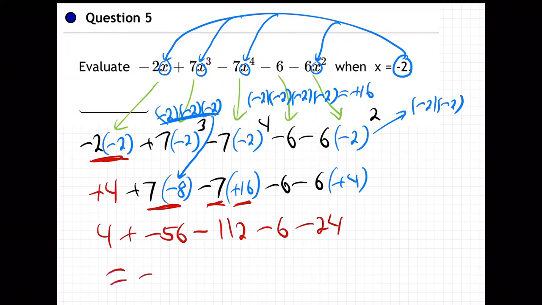I'm getting the answer -194. So I went through my calculator. The negatives I just subtracted. And so there we go. We evaluated. We found the value when we plugged in x is -2. The value is -194.